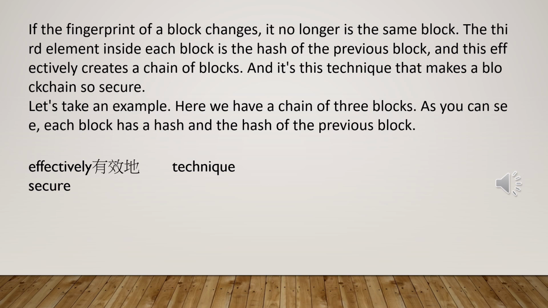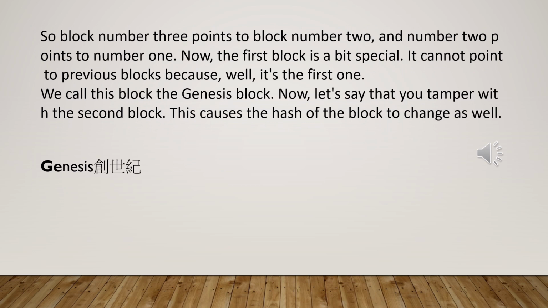Let's take an example. Here we have a chain of 3 blocks. As you can see, each block has a hash and the hash of the previous block. So block number 3 points to block number 2, and number 2 points to number 1. Now, the first block is a bit special. It cannot point to previous blocks because, well, it's the first one. We call this block the Genesis block.